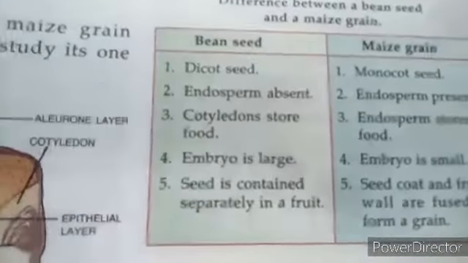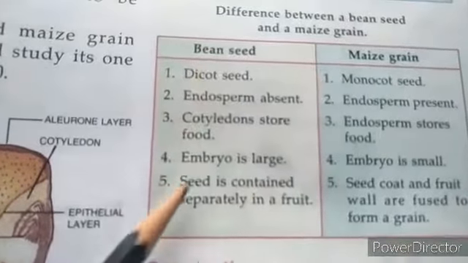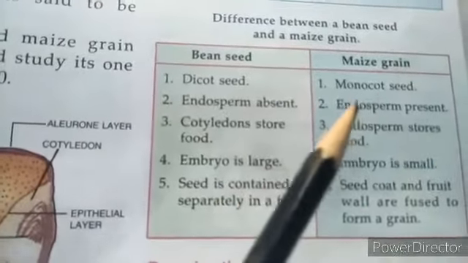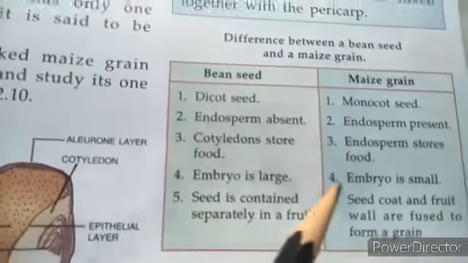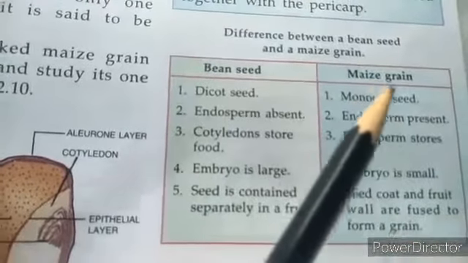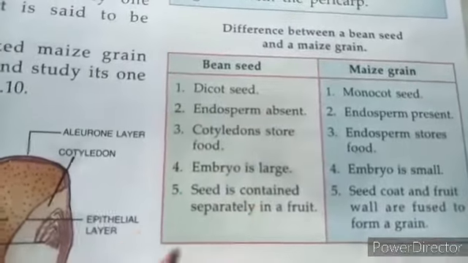Then we come to know that in bean seeds, the dicot seeds, the embryo is large. Comparatively, when we have a look at the monocot seed, the embryo is small. So the embryo is small in maize seeds, whereas embryos are large in the bean seed, that means dicot seeds.